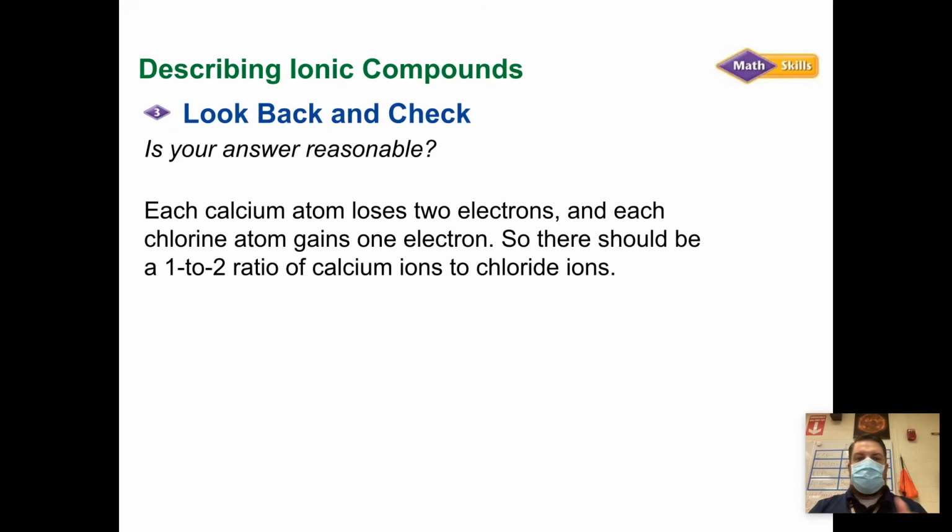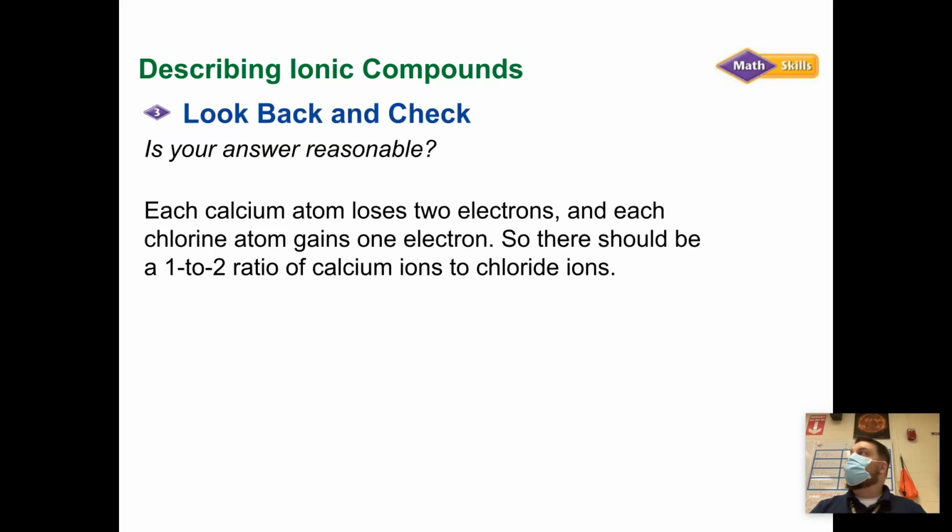Then each calcium ion loses 2 electrons, and each chlorine atom gains 1 electron. Right? So calcium is a group 2. That means that it has 2 valence electrons. Chlorine is a group 17 or 7b, which means it has 7 valence electrons. So it's looking to gain 1 electron.